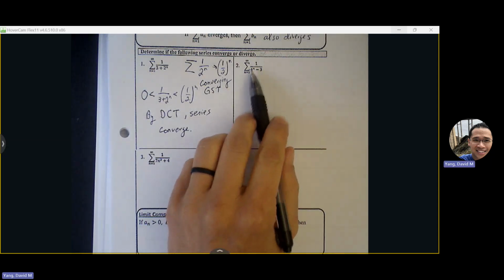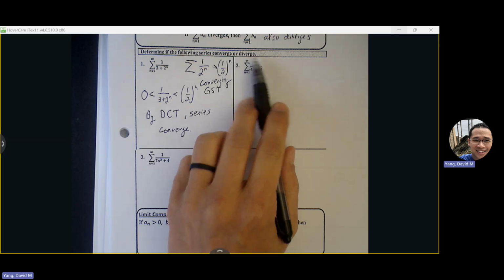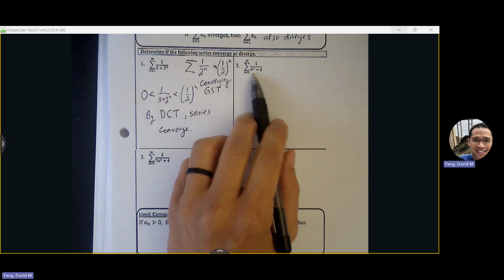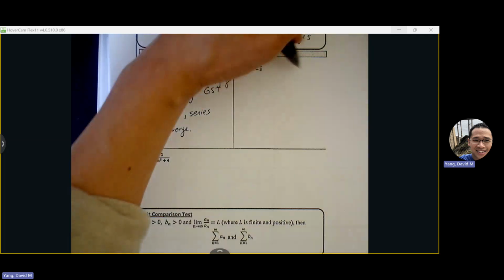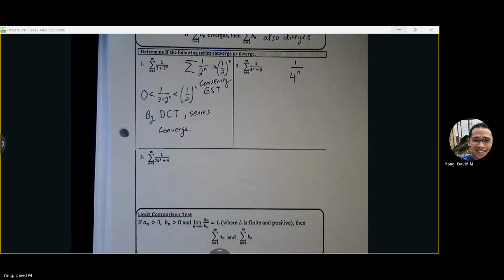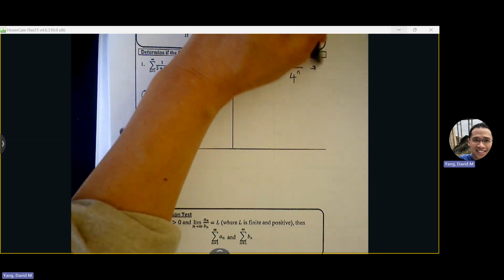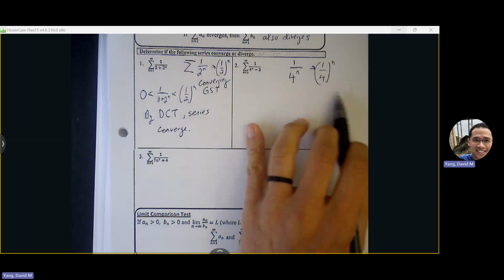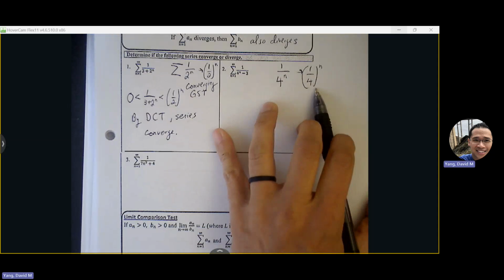Number two, the 1/4 to the n minus 3. We can create a simpler series. If I just strip away that 3 there, I can make it 1/4 to the n. And this is also a geometric series, which also converges, right? Because our common ratio is less than 1.